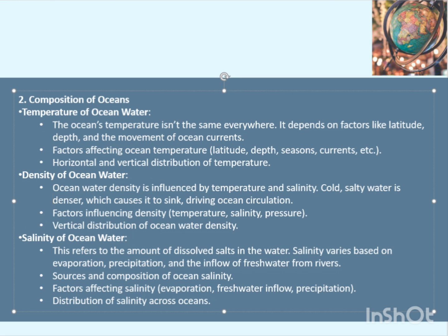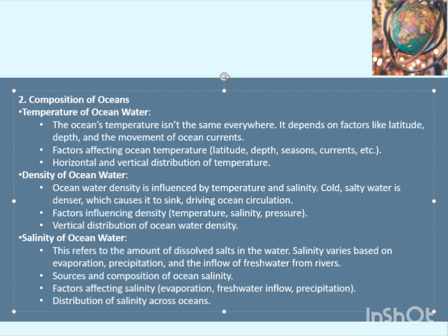Salinity varies based on evaporation, precipitation and the inflow of fresh water from rivers. Knowing how temperature, density and salinity vary across oceans is crucial for understanding the oceanic circulation and life underwater.